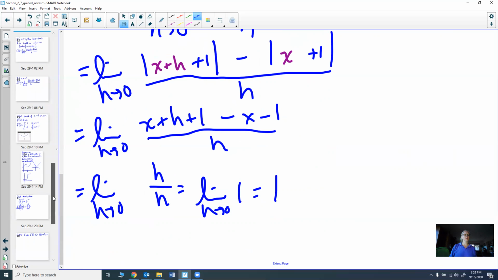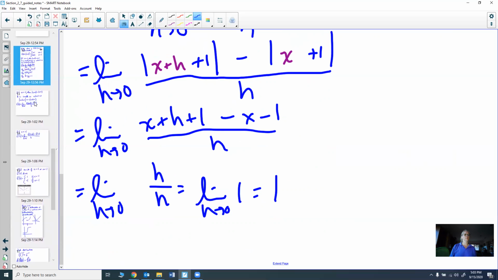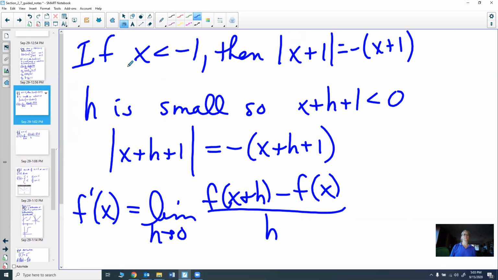All right, so now we're going to look at what if x is less than -1. If x is less than -1, then the absolute value of x plus 1 is going to be negative x plus 1 by the definition. h is going to be small enough, so x plus h plus 1 will also still be less than 0, because we're not going to get that far away to where this would become greater than 0. So the absolute value of x plus h plus 1 is negative x plus h plus 1.